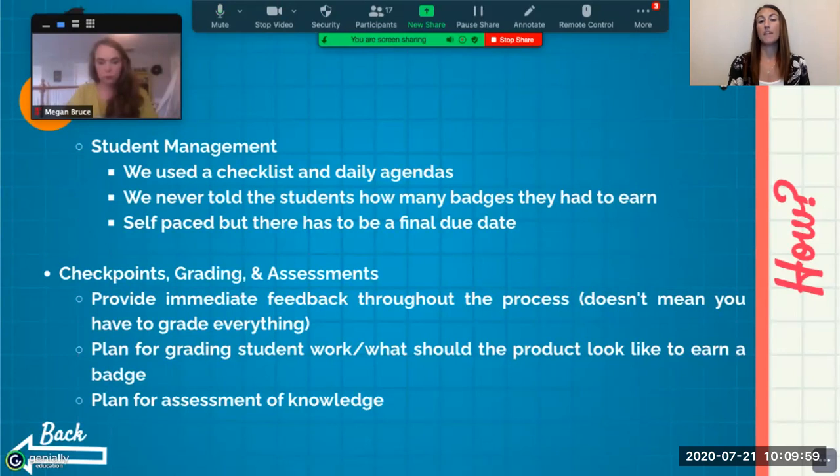And I did have to give a final due date. Obviously, there's always an end to every unit, but they knew that at the very beginning, so they could pace themselves throughout. So those that are slower processors could take their time.